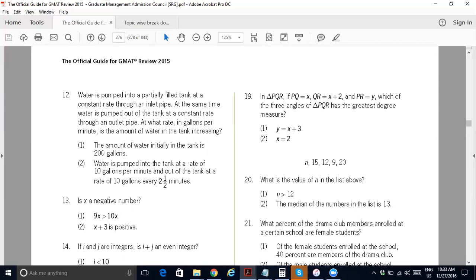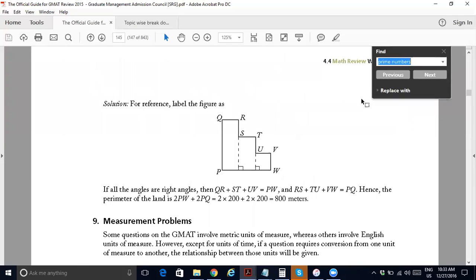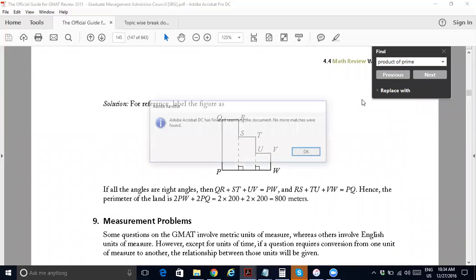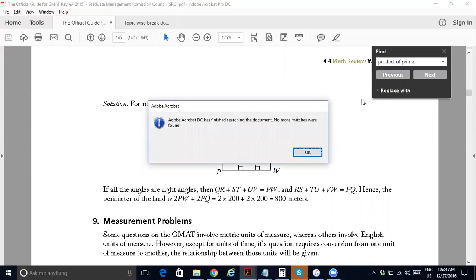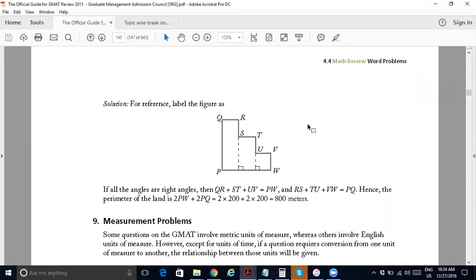I have no idea where I found this question, because it's not like I would have done it on my own. Maybe try product of prime. Huh. No. Very strange. But you might have done the question from some other source.